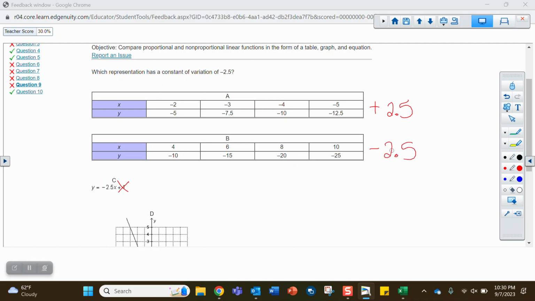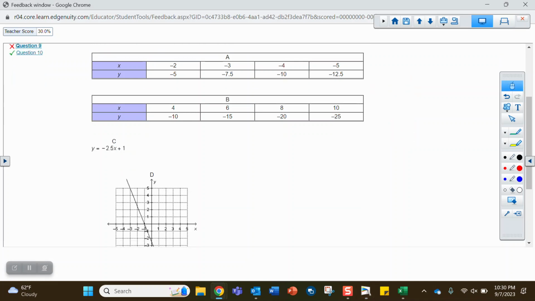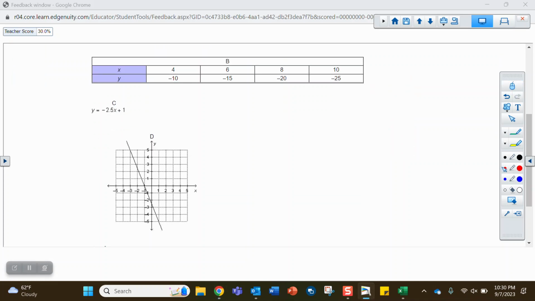Letter C is not a proportional relationship because of that plus 1. So there's not going to be a constant of variation. And the same thing with letter D. These graphs that are proportional or have these constants of variation, they have to go through the origin. And this one does not do that either.